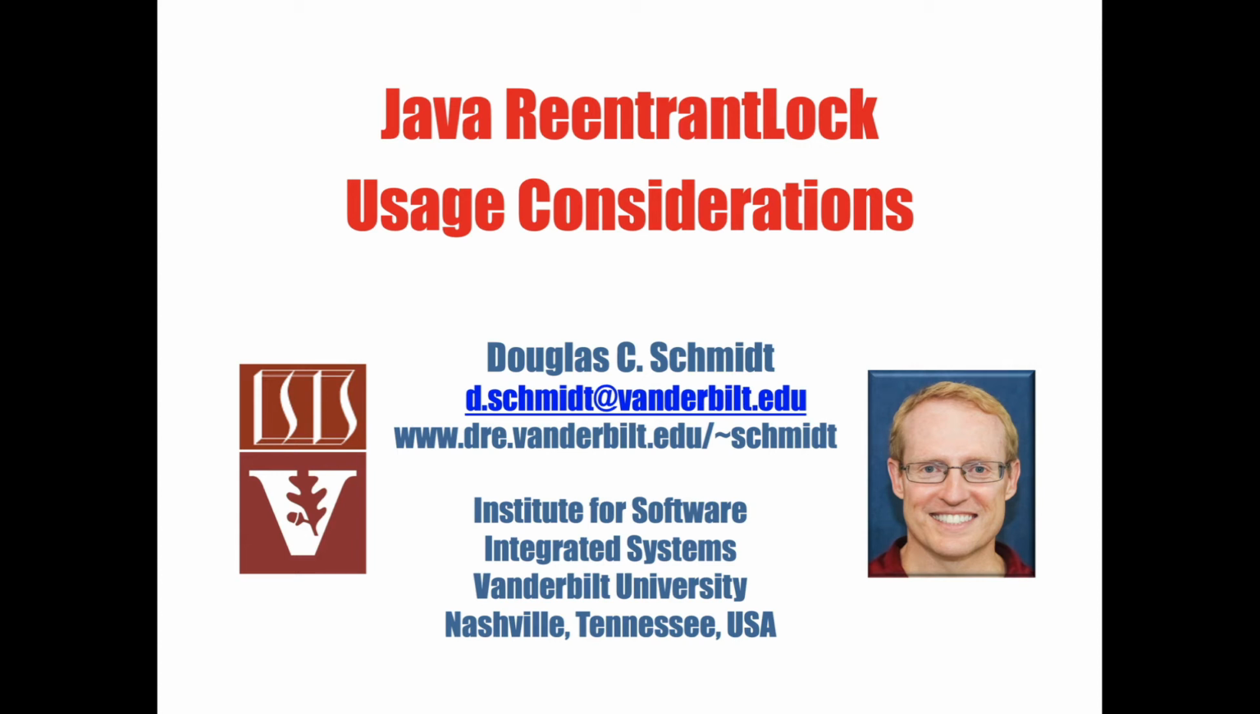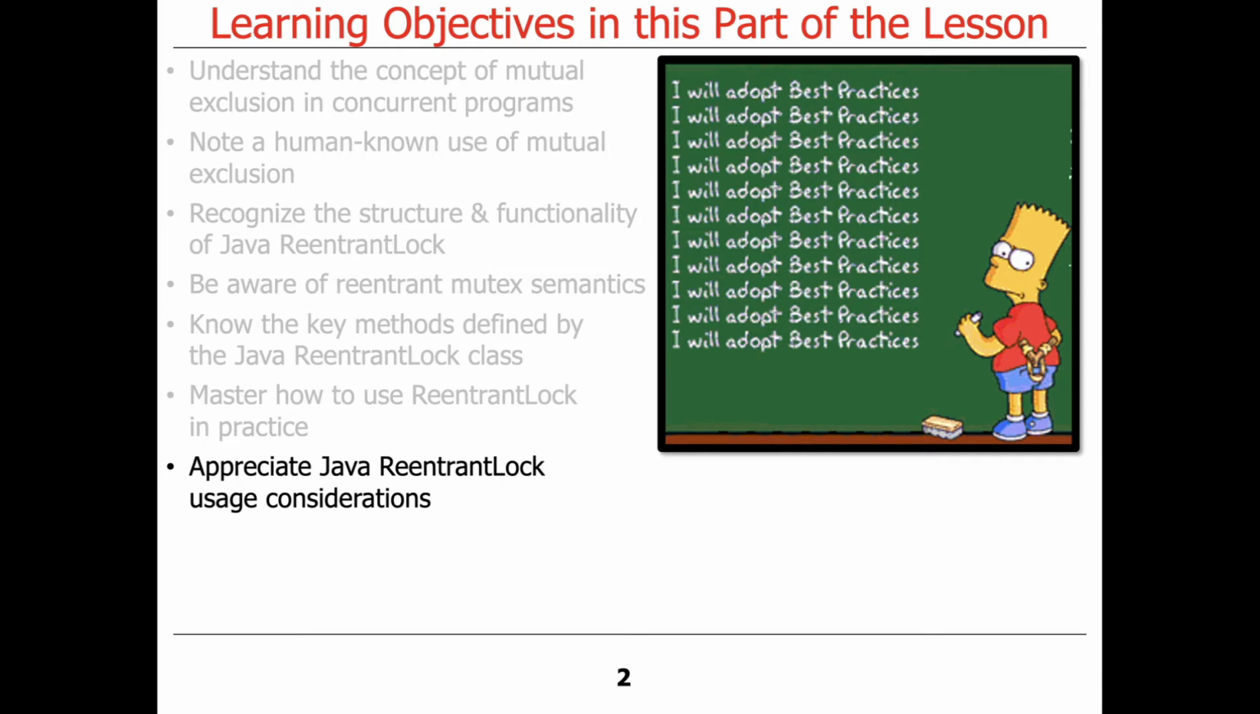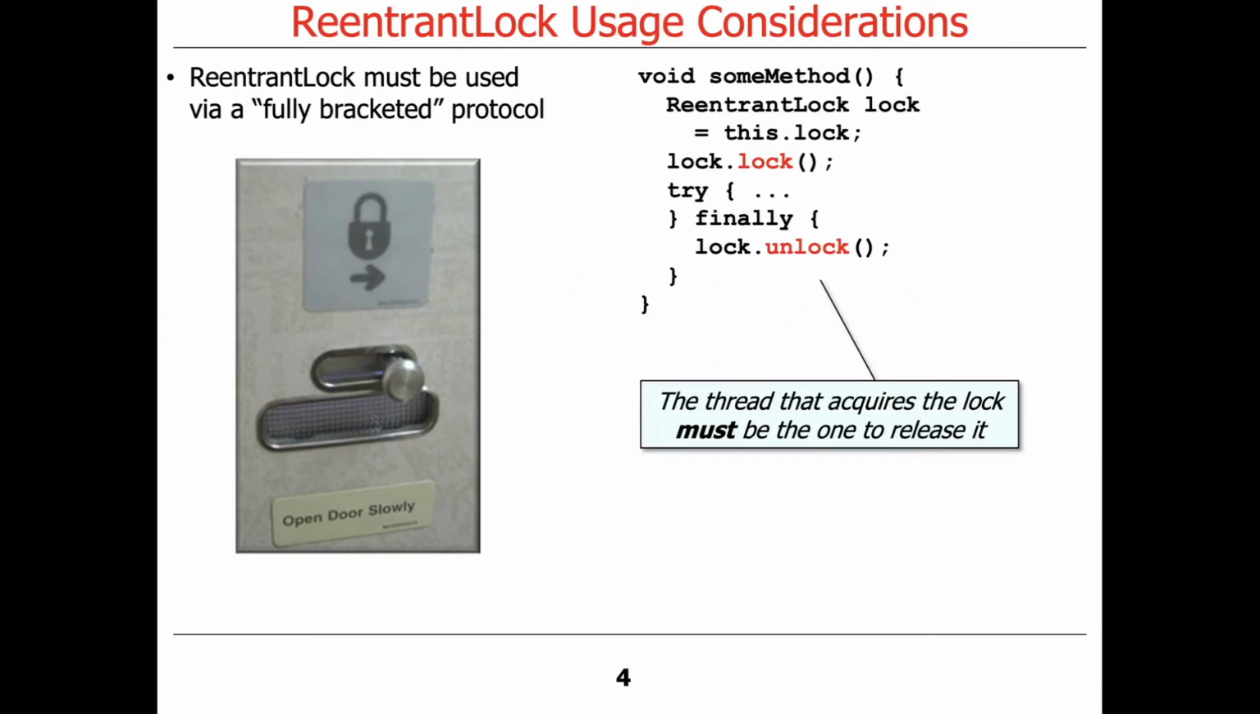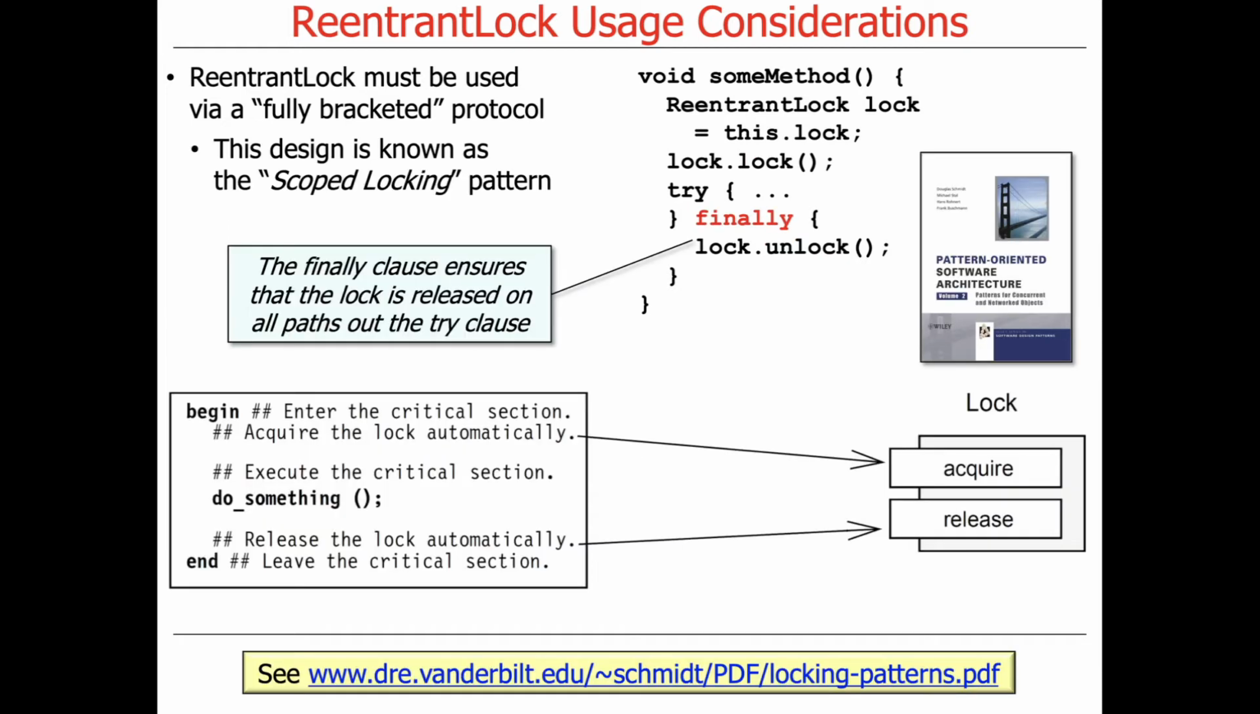The last thing we're going to cover today is an evaluation of usage considerations to keep in mind when you want to apply ReentrantLock, or you're thinking about applying ReentrantLock in practice. First thing to remember, ReentrantLock must be used via a fully bracketed protocol, which means that the thread that acquires the lock must be the one to release it. And the best way to do that is by using something called the scoped locking pattern.